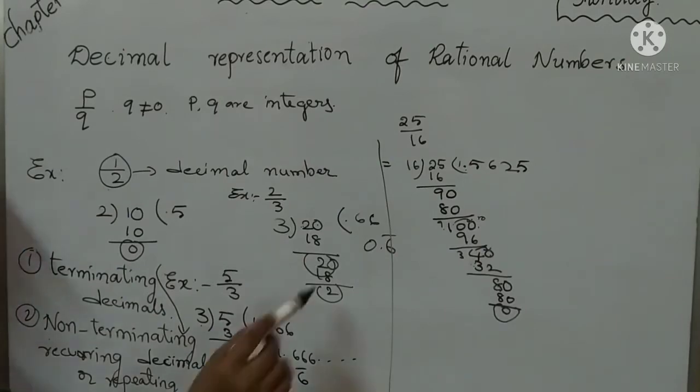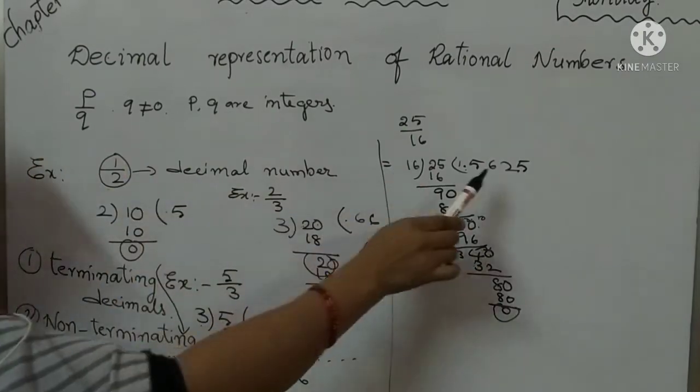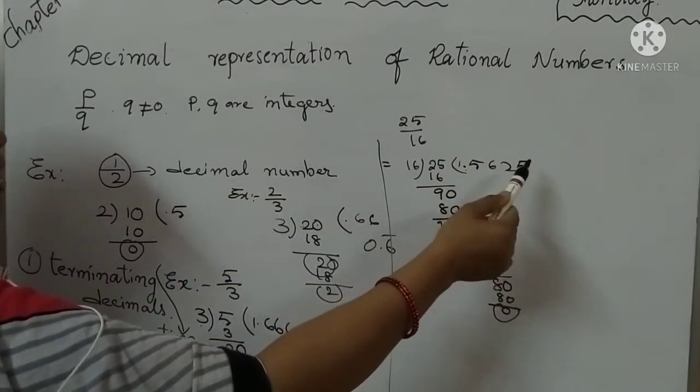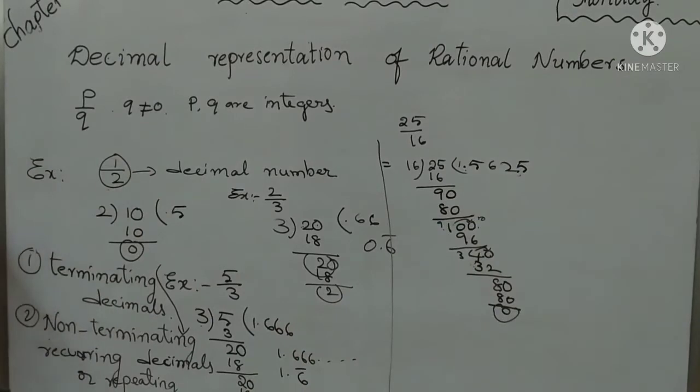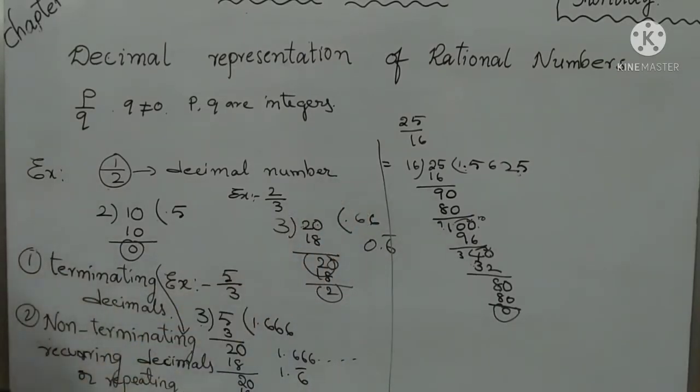Once observe that here 1.5625, these are different numbers. So, at the end of the 5, we will not repeat the 6 to 5 again like that. That is a terminating decimal. These are called terminating decimals. Understand here? So, the remainder is 0. When we take rational numbers and change them to terminating decimals, the remainder is 0. The quotient here is 0.5 and here 1.5625. So, these are called terminating decimals.